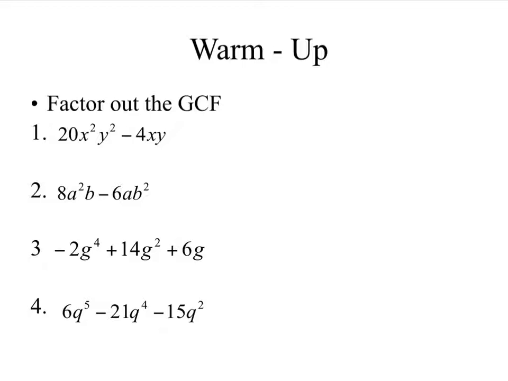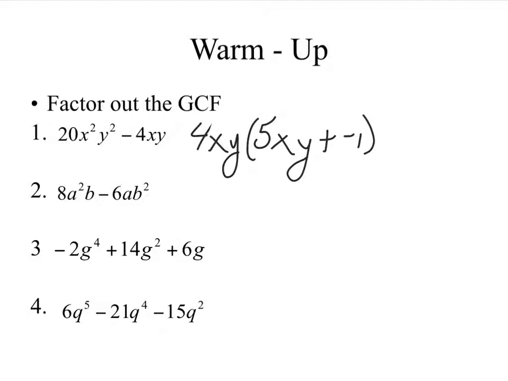So in the first one, between the 20 and the negative 4, our common factor is 4. Oh, don't want my parenthesis quite yet. So the 4. They have one x and one y in common, so that leaves me 5xy plus negative 1. In number 2, the 8 and the 6 have a 2 in common. There is one a and one b in common. It's going to leave me 4a plus negative 3b.